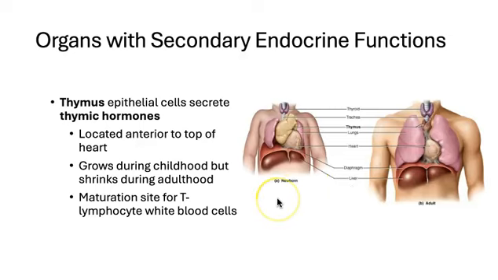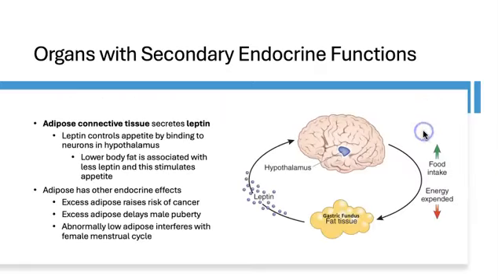Another organ is the thymus, not to be confused with the thyroid gland. The thymus is an endocrine gland that is going to sit atop and anterior to the heart, and it secretes thymic hormones, which are going to help with the maturation of our T cells, also known as our T lymphocytes, which are white blood cells. Now notice how in a newborn and through childhood, we're going to see a large thymus, but as we get older, it starts to atrophy and shrink.